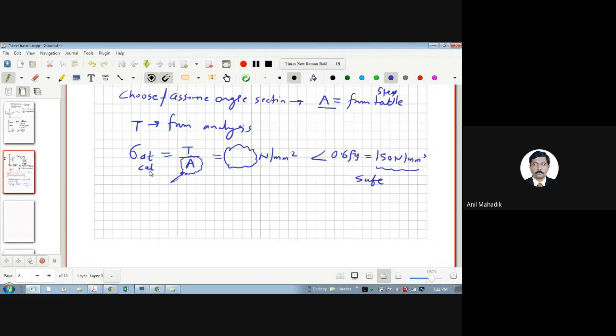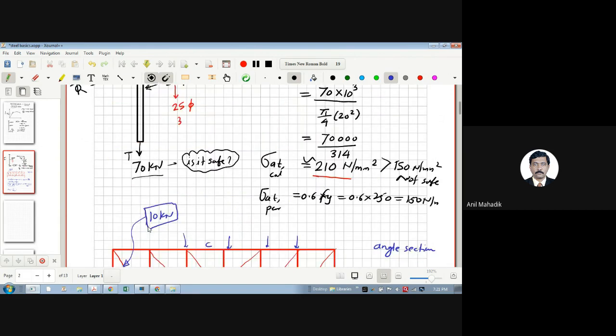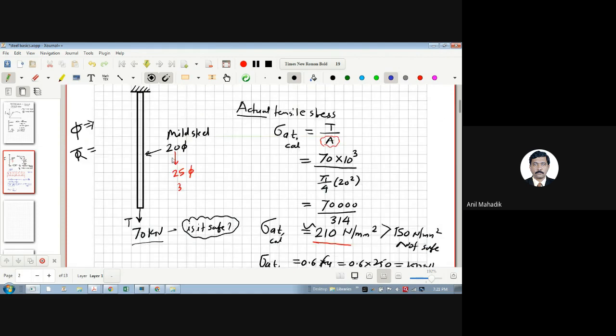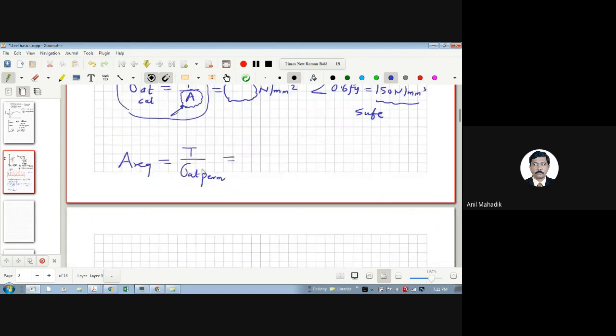Actually, the tension member is a simple design. We can use this equation: calculated stress, actual stress, is nothing but tension upon area. So we can reverse that. What is the area required? Area required is nothing but tension upon sigma AT, the permissible stress. A better way, we are reversing the things. We have already done that in this rod, so you were knowing this actually. If you don't know, then you can divide the tension by permissible stress.